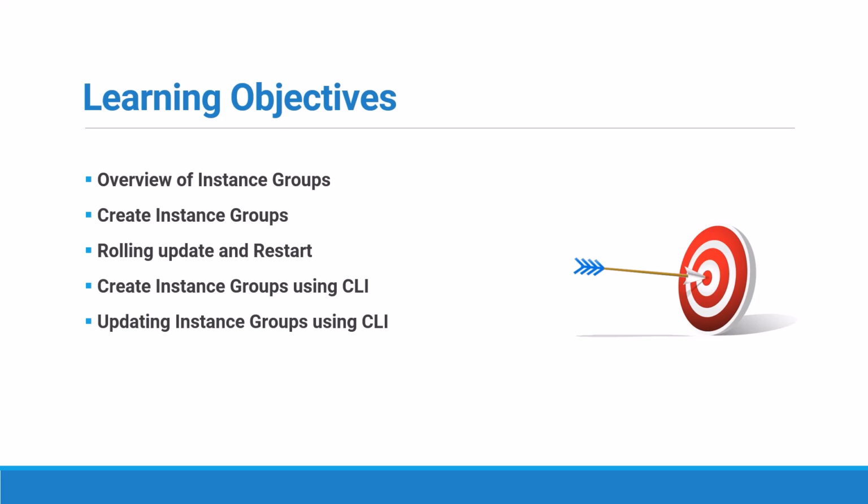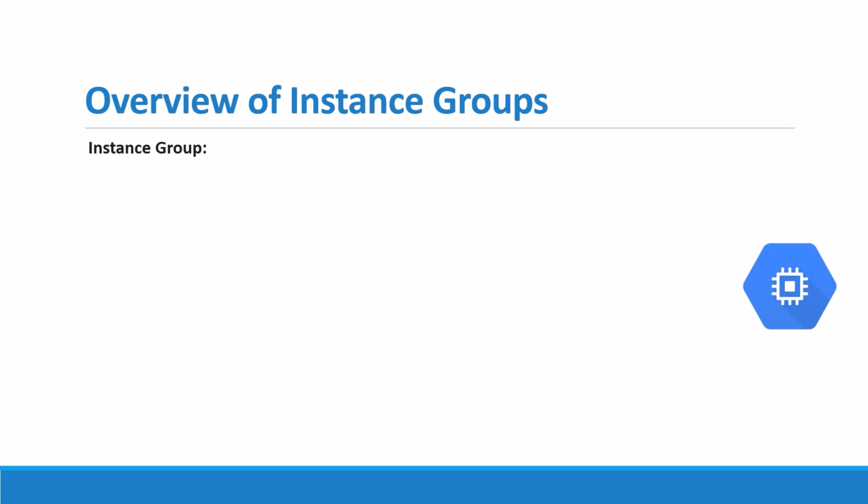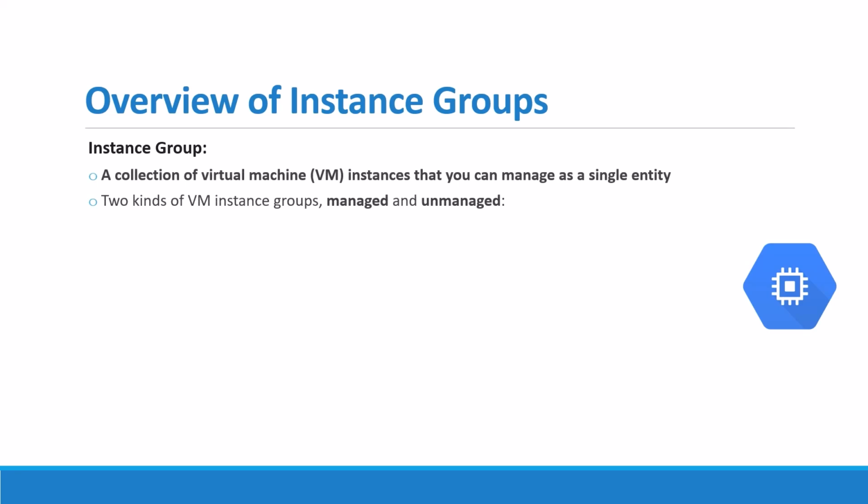Let's get started. In this video, let's briefly go through the overview of instance groups. An instance group is a collection of virtual machine (VM) instances that you can manage as a single entity. Compute Engine offers two kinds of VM instance groups, managed and unmanaged. Managed instance groups let you operate apps on multiple identical VMs.